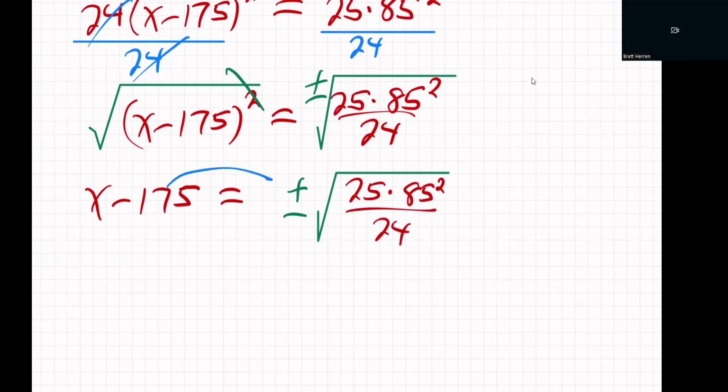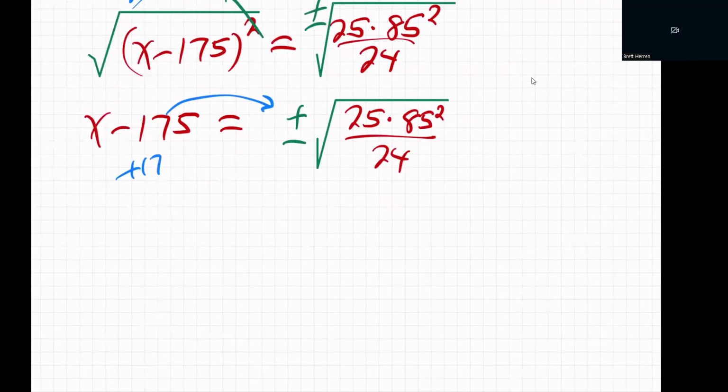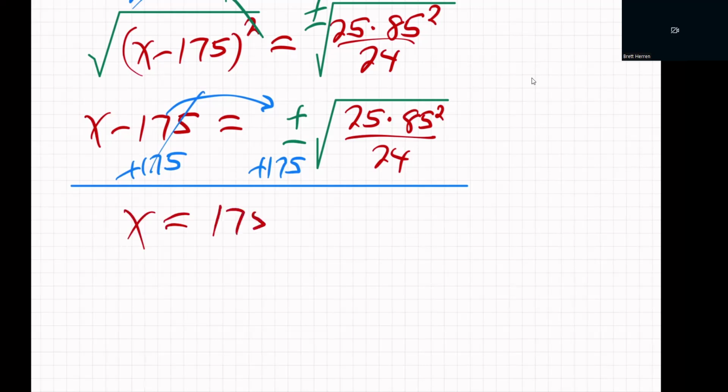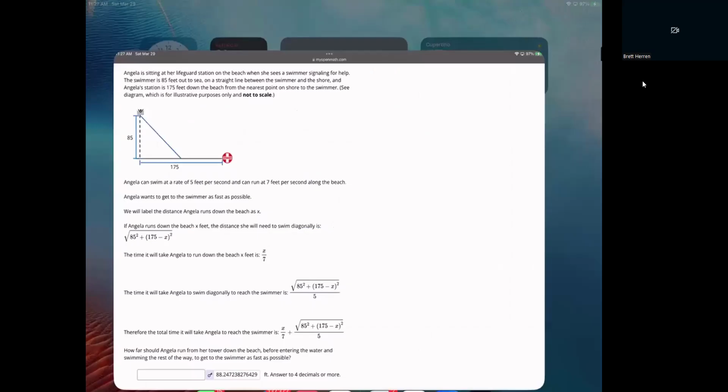Last step, bump over, add the 175 to both sides. Boom. So there it is. x is 175 plus or minus the square root of 25 times 85 squared over 24. Now we go to Desmos. Okay. Try out the two options.